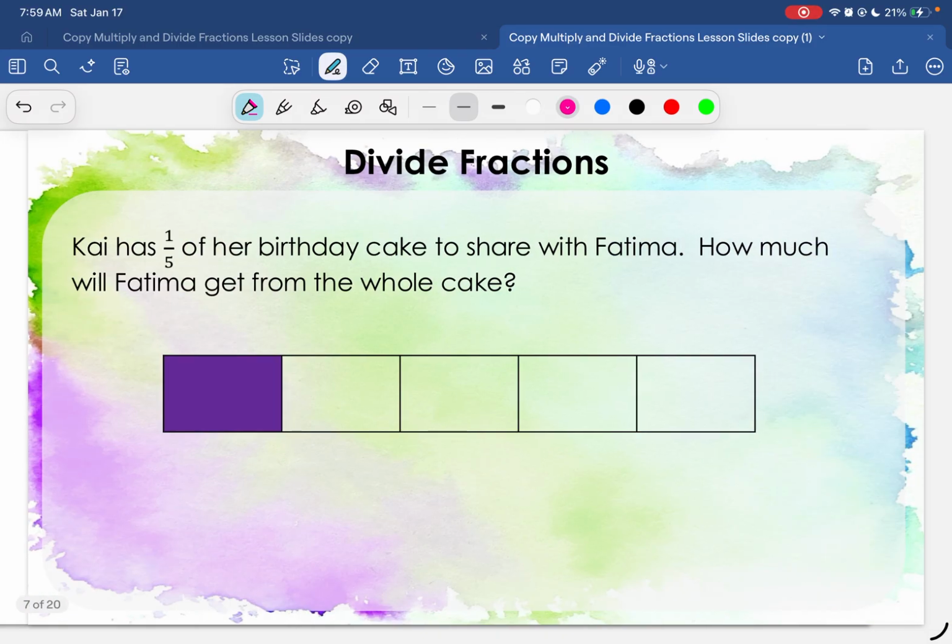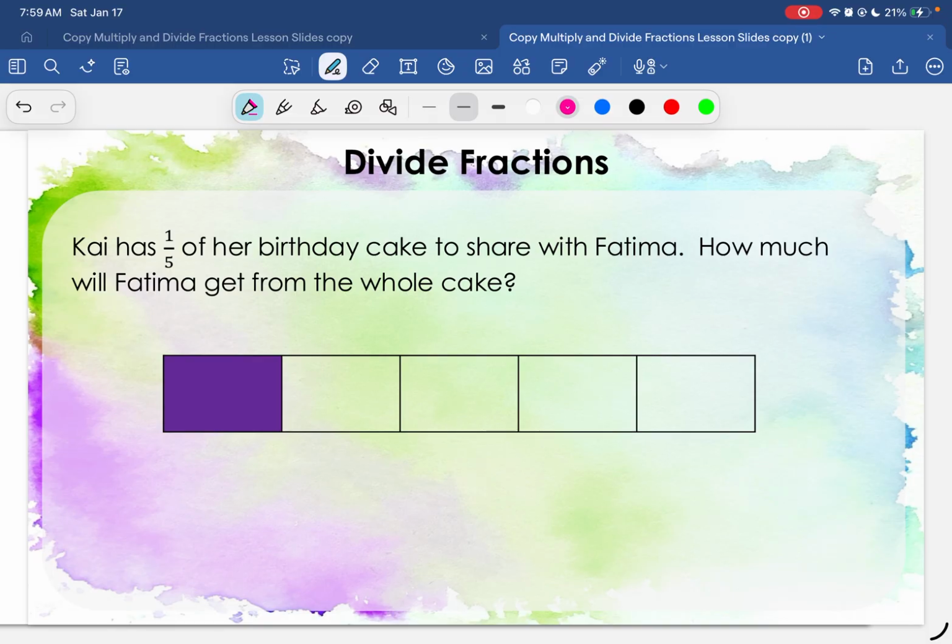All right, it says Kai has 1/5 of her birthday cake to share with Fatima. How much will Fatima get from the whole cake? So what you first start off is you're dividing 1/5. She's going to share it. So that means Fatima gets half of what she has. She can't share the whole cake. She can only share what she has.